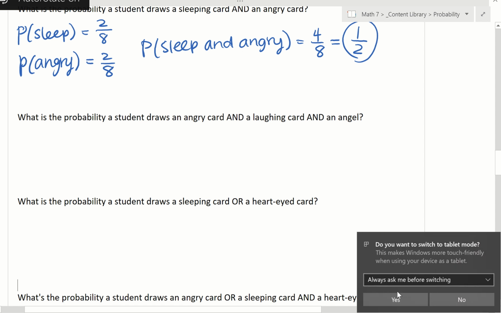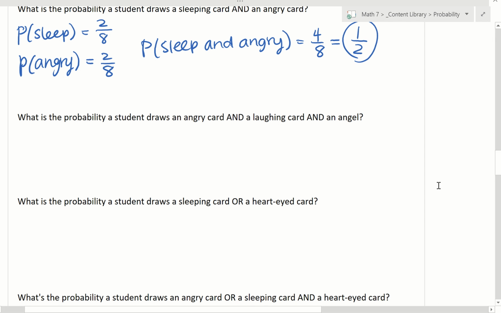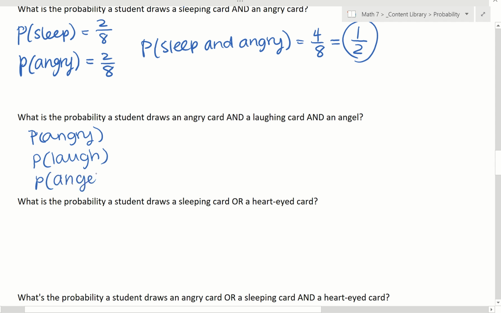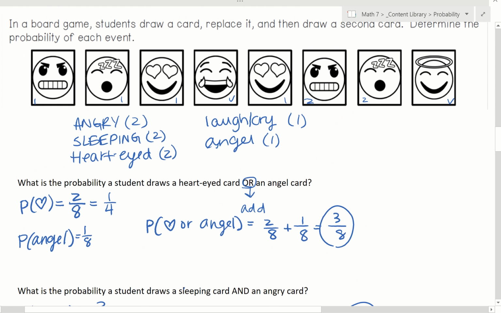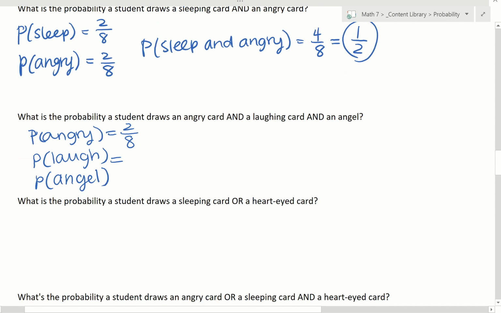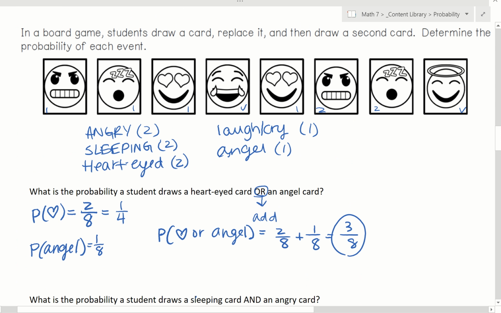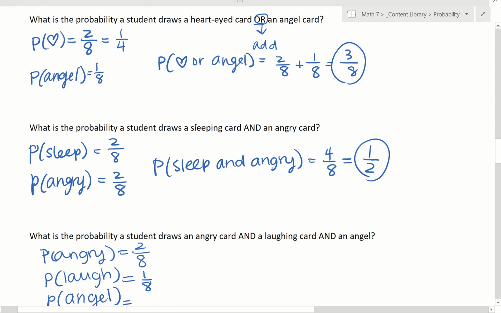Probability of a student drawing an angry card and a laughing card and an angel card. Oof, lots of cards. So the probability of drawing, that's a P, an angry card. The probability of, I guess it's a laughing card. And the probability of an angel. So probability of angry was 2/8. Probability of a laughing card was, let's see how many laughing cards we have. Laugh cry is 1. We have 1 out of 8. And the angel card, this is why we write it out, because I can't tell all these pictures at once. 1 out of 8.